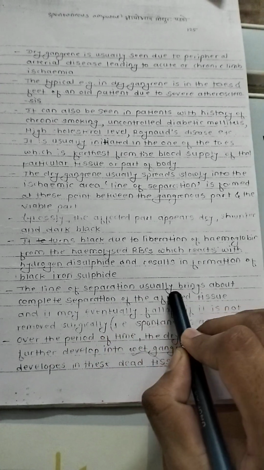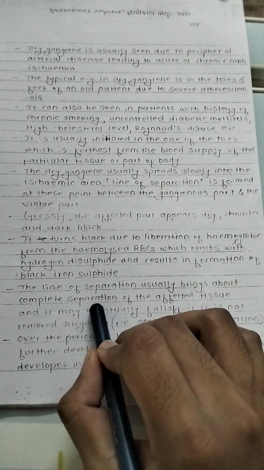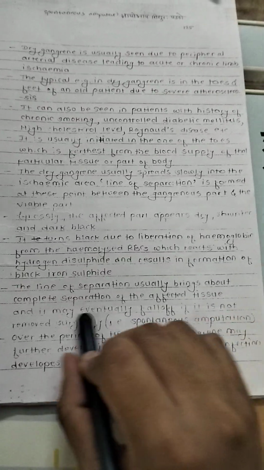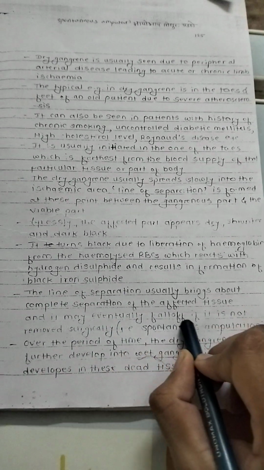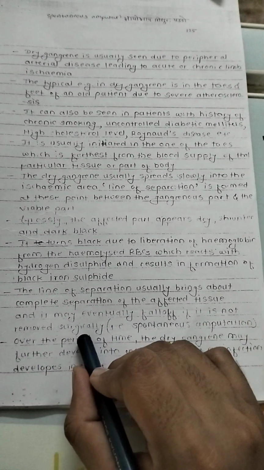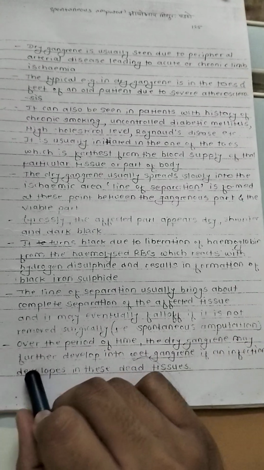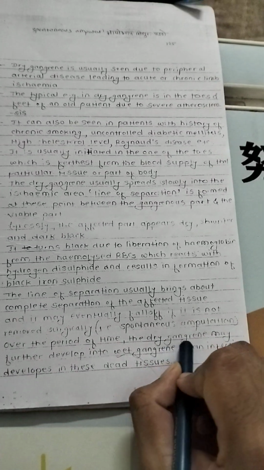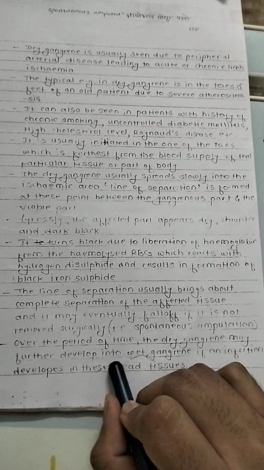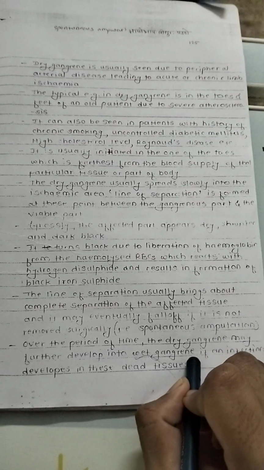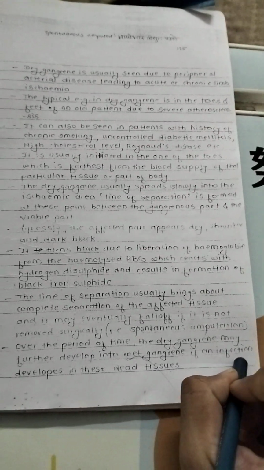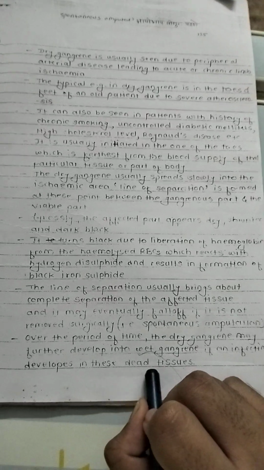The line of separation usually brings about complete separation of the affected tissue, and it may eventually fall off without surgical removal, called spontaneous amputation. Over a period of time, dry gangrene may further develop into wet gangrene. This is an infection developed in the dead tissue.